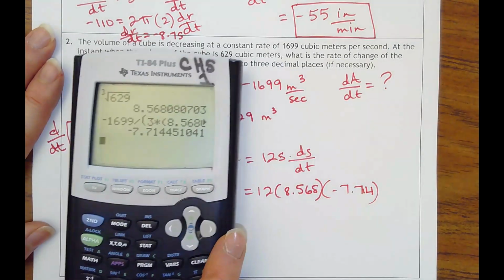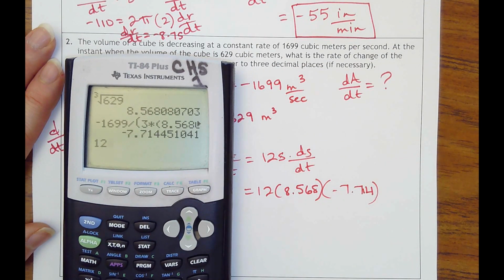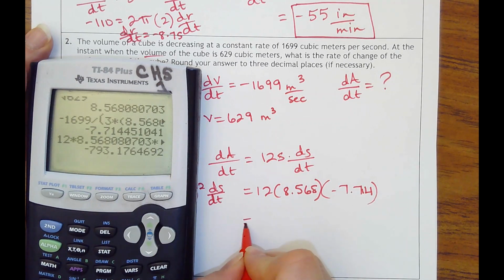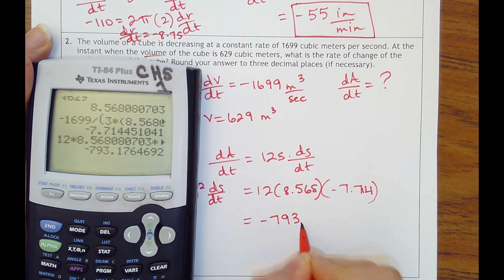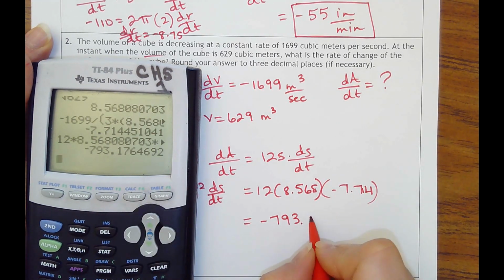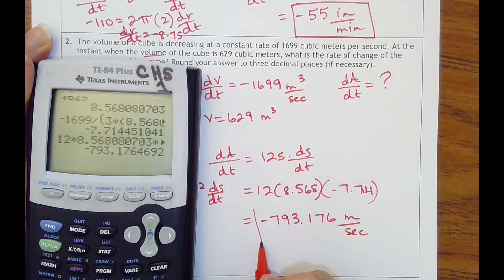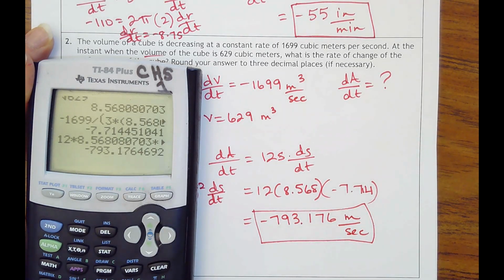Okay, and so all I gotta do is plug that in. So it'll be 12 times this times this. And I get negative 793.176. And that was side, so just meters per second. And that's it.